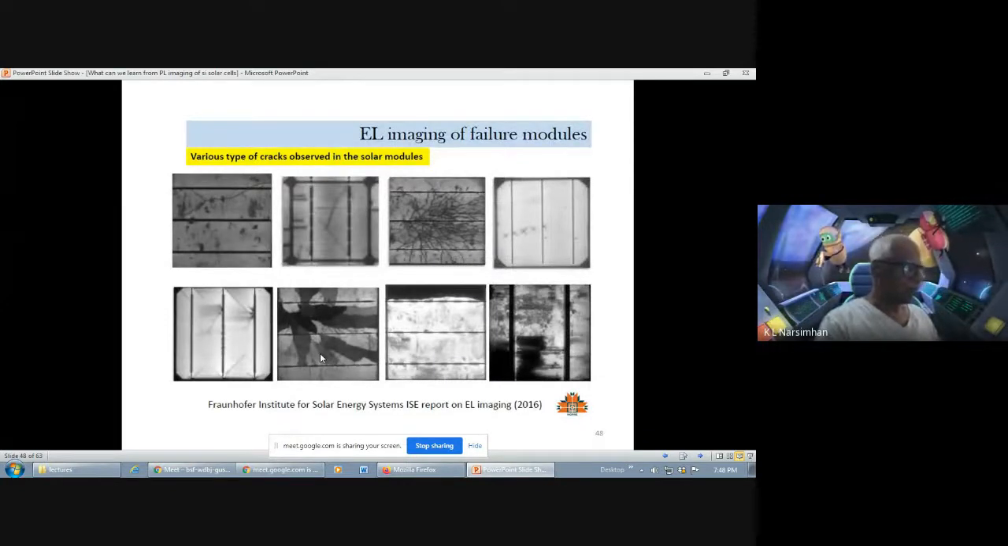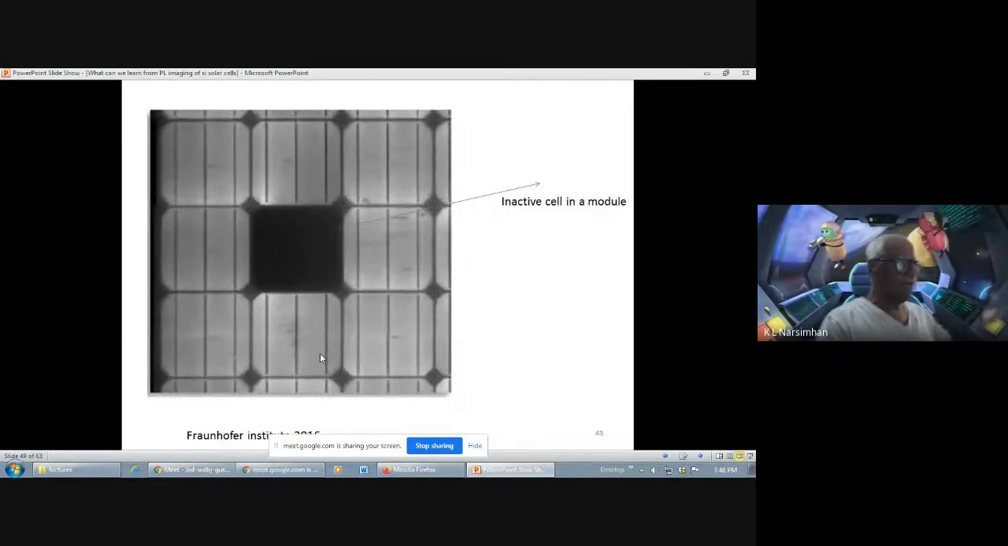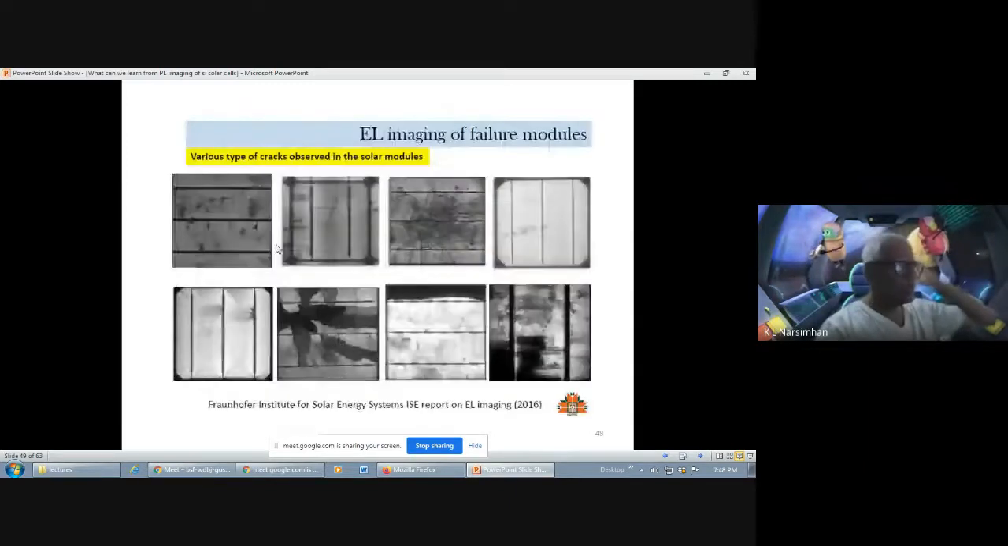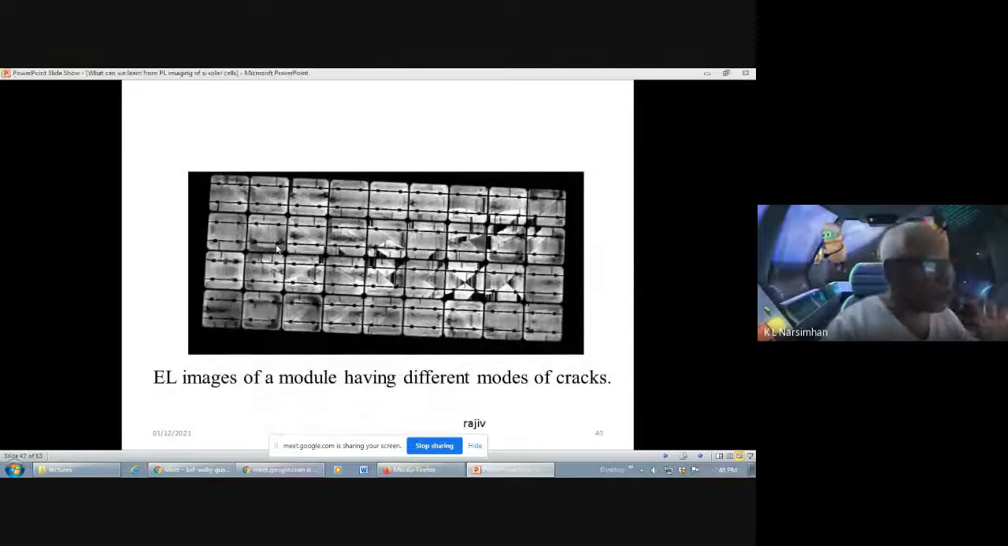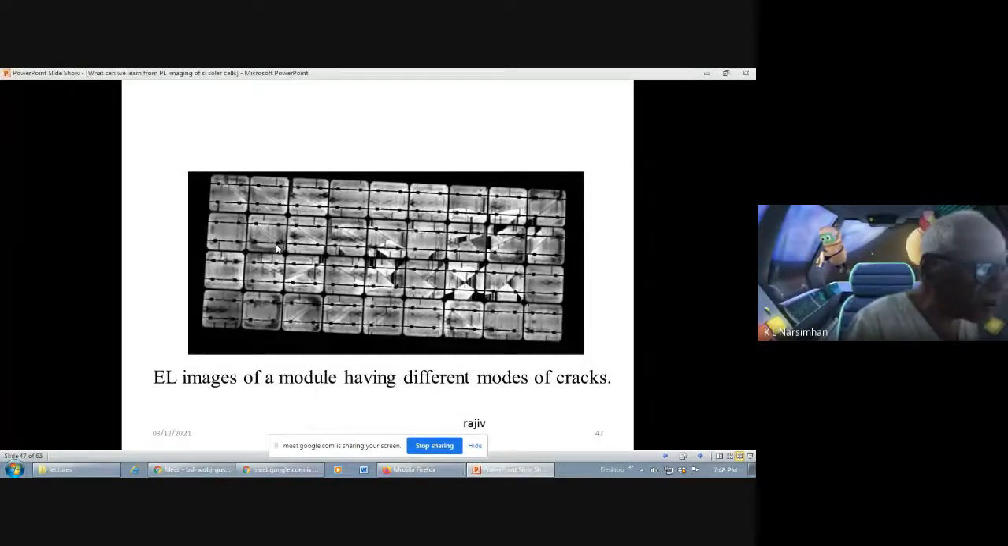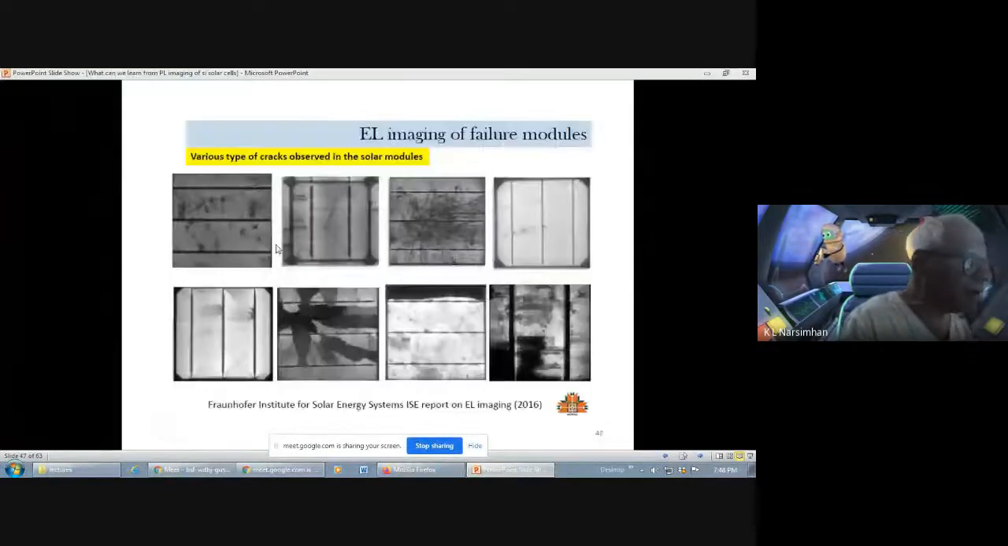Okay. All right. And so this is one extreme example of a module. One cell is not active. So if you do the EL, everything is bright, and here is one cell which is dark, and so you can figure out which is good or not. And in the field, this is very useful to do. You don't know which module is responsible for the power breakdown. So if you do this EL, then you say, okay, all these modules I will send back to the manufacturer and I can replace them and get my money back.